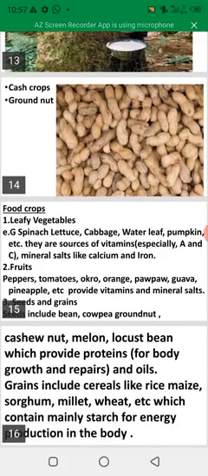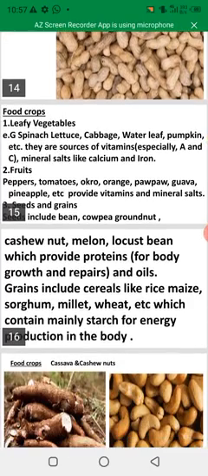The fruit crop now. In the fruit crop we have leafy what? Vegetables, e.g. spinach, lettuce, cabbage, water leaf, pumpkin, and so on. They are a source of what? Vitamins for us, especially vitamin A and vitamin C. Then we have fruits like pepper, tomato, okra, orange, pawpaw, guava, pineapple, that provide vitamins and mineral salts.